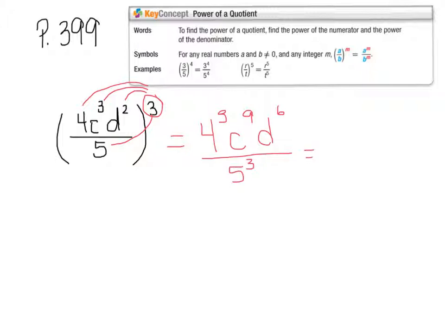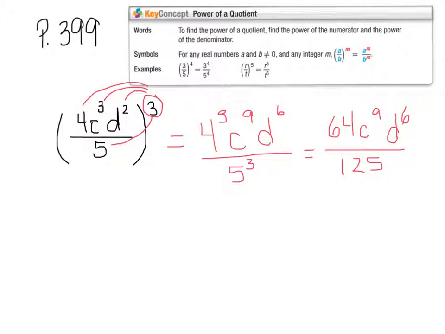And of course, when you can clean that up a little, you need to do so. 4 to the 3rd power would be 16 times 4, which is 64. C to the 9th, D to the 6th, over 125.